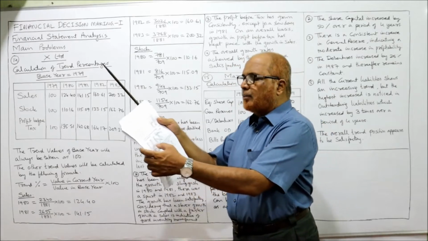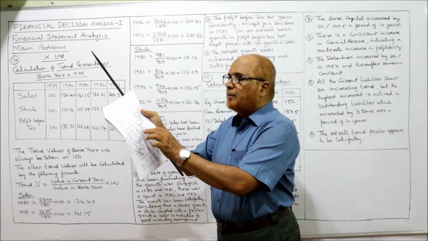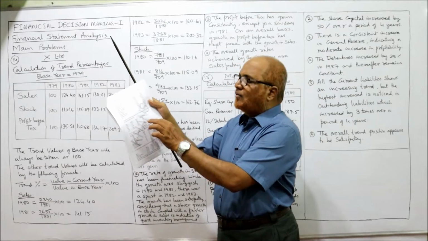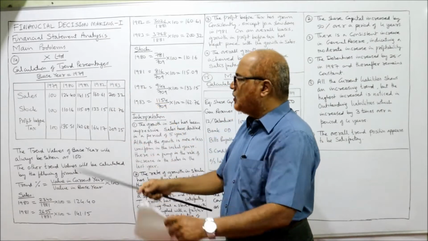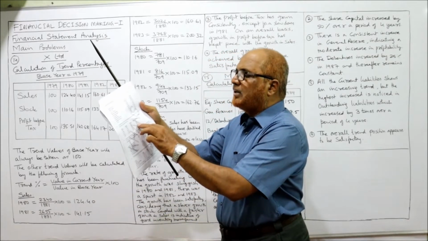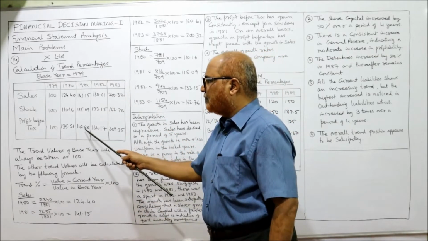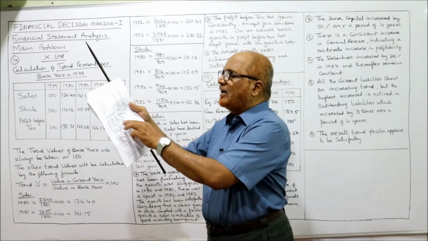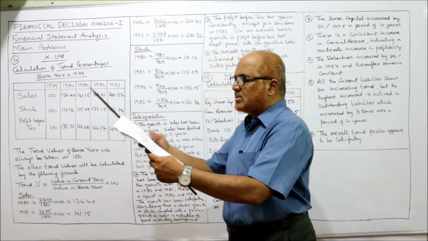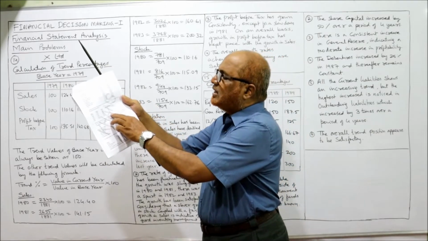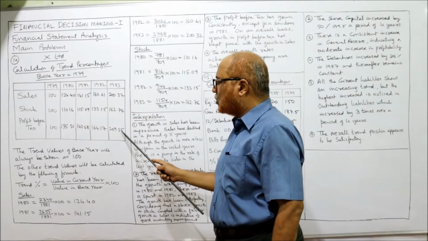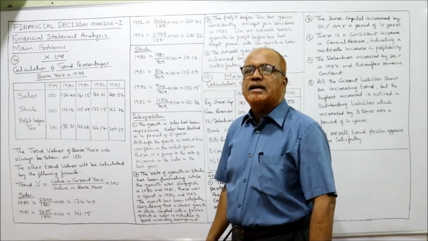Similarly, you have to calculate profit before tax. Profit before tax, 435 by 321. 435 by 321 into 100, you will get 135.51. Similarly, 458 by 321, you will get 142.68. 527 divided by 321, you get 164.17. Last one, 672 divided by 321 into 100, you get 209.35. That's all.